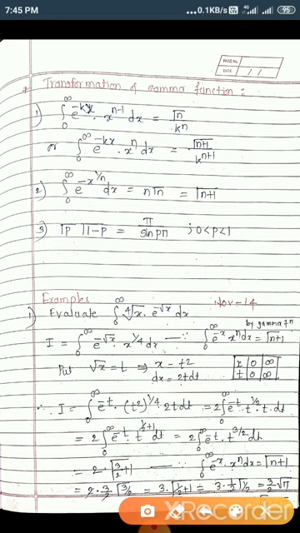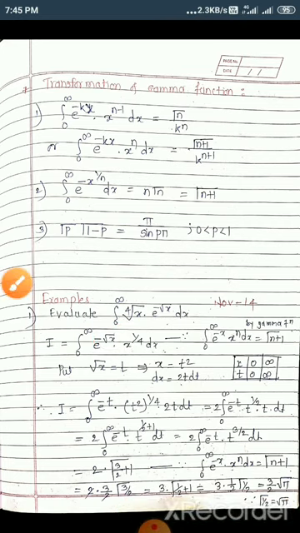Simply, root x is equal to t, so we get e raised to minus t. So root x is equal to t becomes x equal to t square, and dx is equal to 2t dt. In a definite integral, it is more important that while changing the variable, you have to check the corresponding limits also. If I put lower limit x equal to 0, t also gets 0, and if we put x equal to infinity, then root infinity is also infinity.